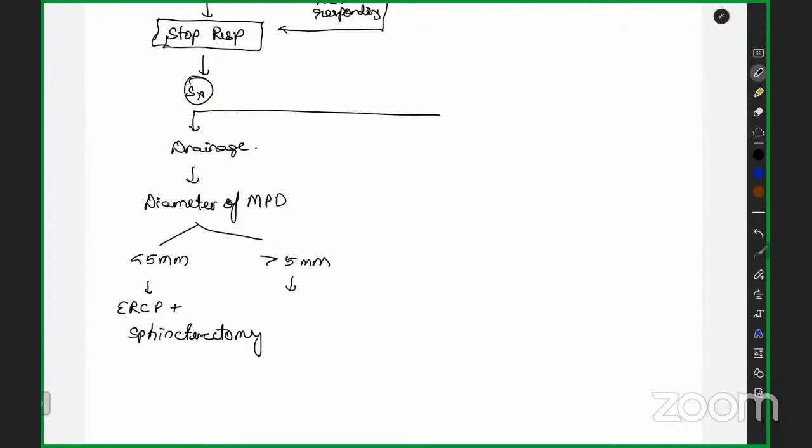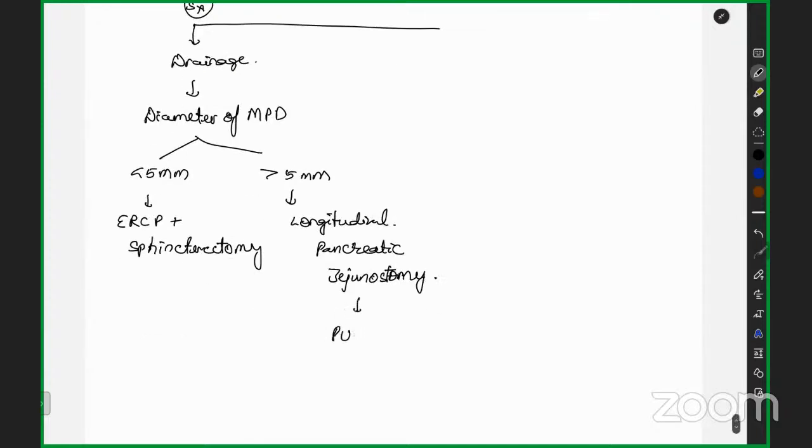Anyone, can you tell me what will be your treatment of choice when it is more than 5 millimeter? You go for a longitudinal pancreatic jejunostomy. This is otherwise called Puestow's procedure. Remember, this is otherwise called Puestow's procedure.